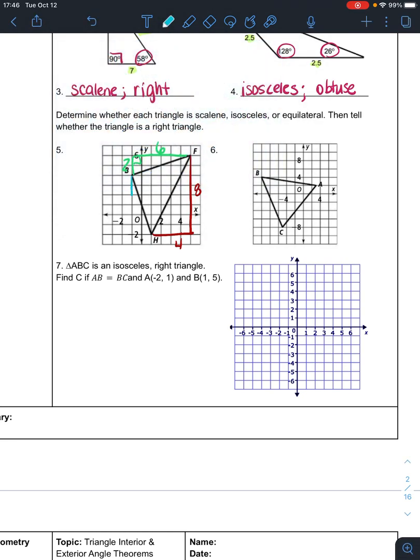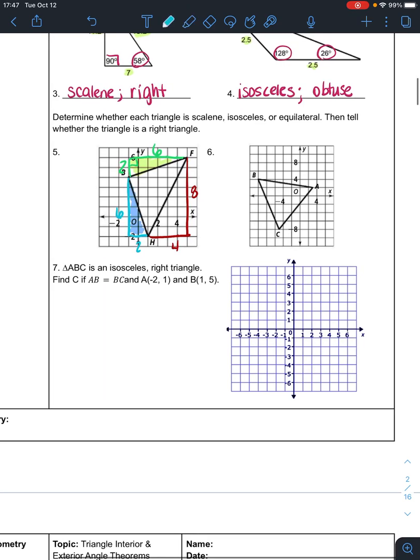And then if we look over here at BH, then we have 2 and then 2, 4, 6. So in that case, if we look at this green triangle right here and this blue triangle, those two sides would be congruent. And then obviously our FH would not be congruent because it has a very different slope, which means that this is isosceles.